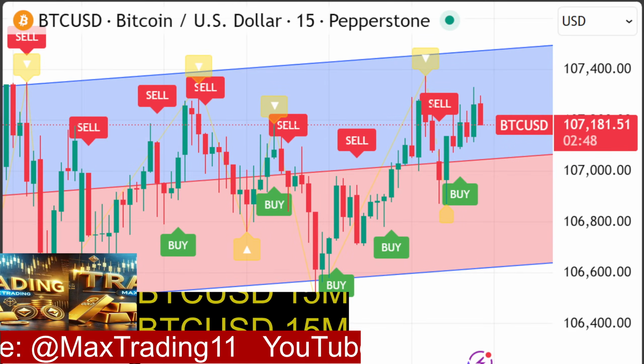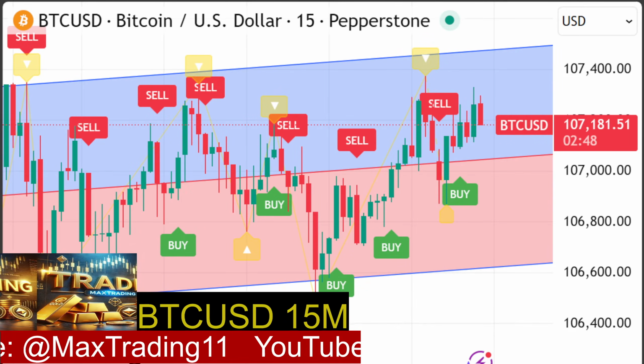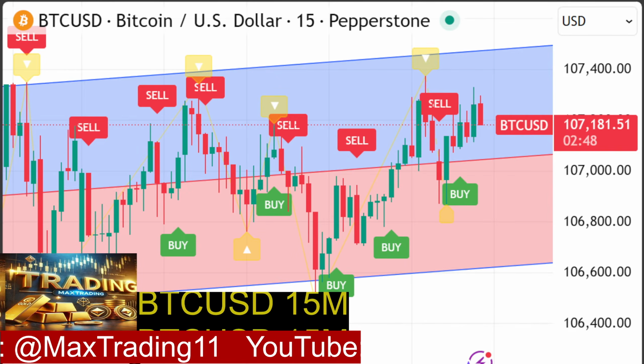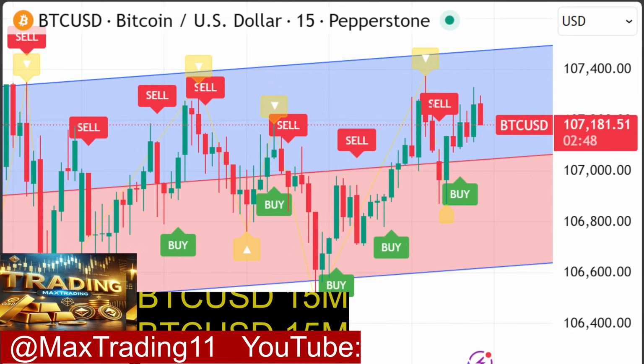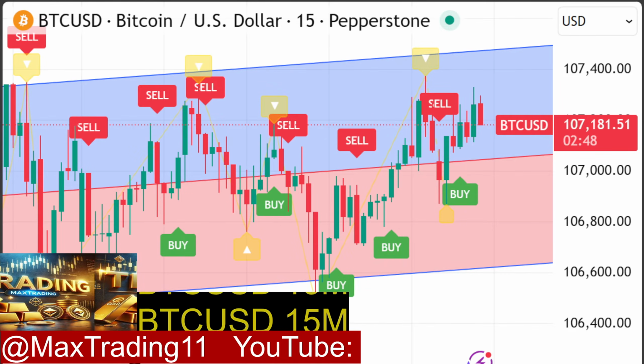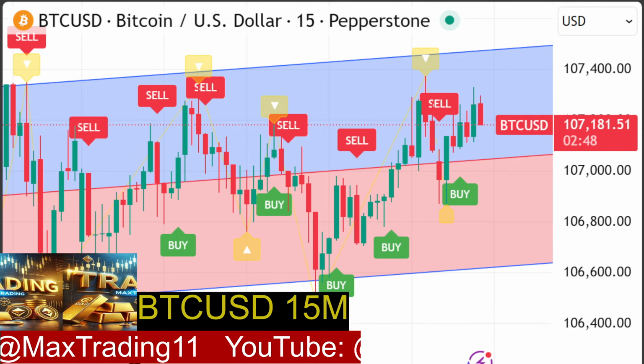Notice how the price respects the channel's midline. It's acting as a dynamic support and resistance level. A clean break above the midline would suggest a continuation towards the upper band, while a rejection could send it back down to test the lower band.